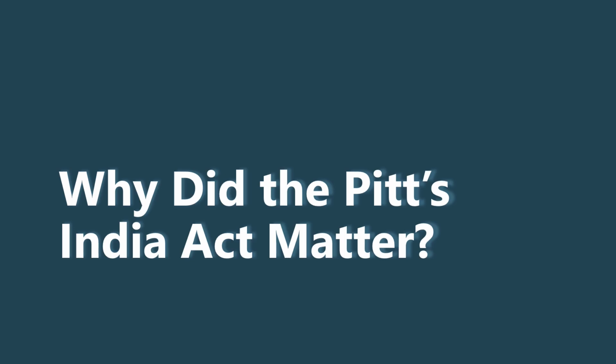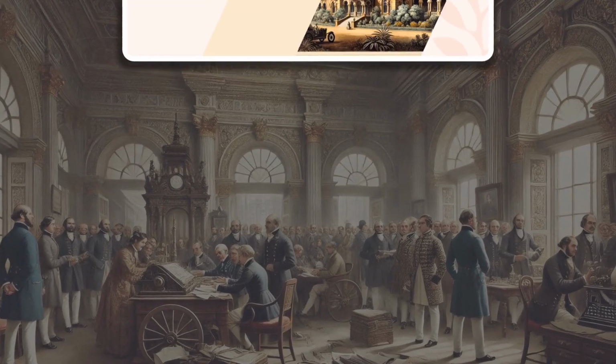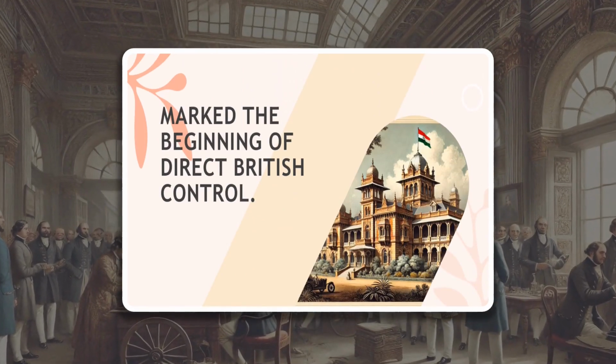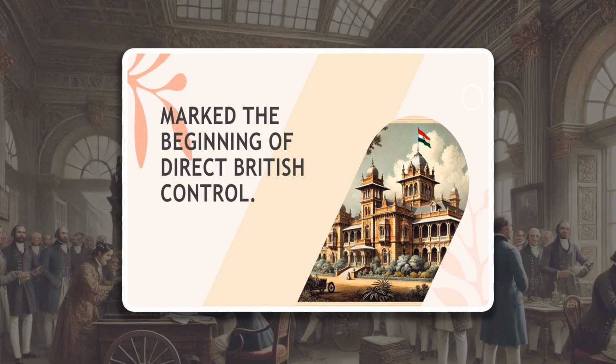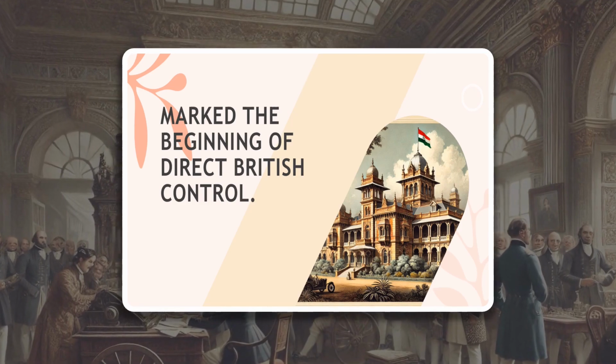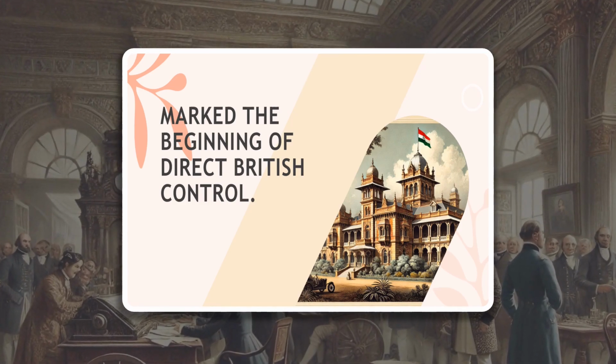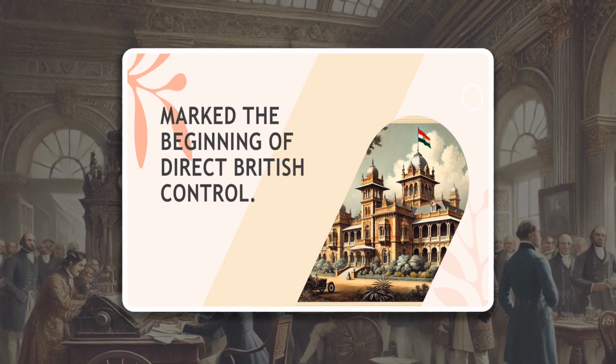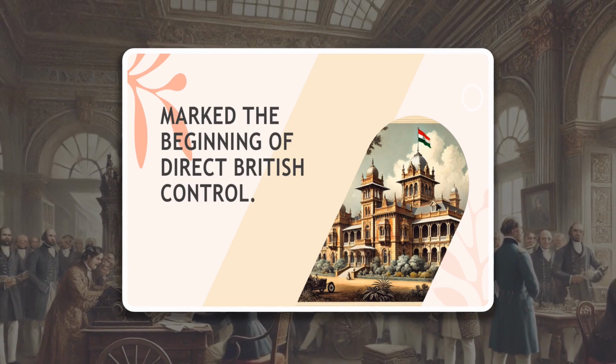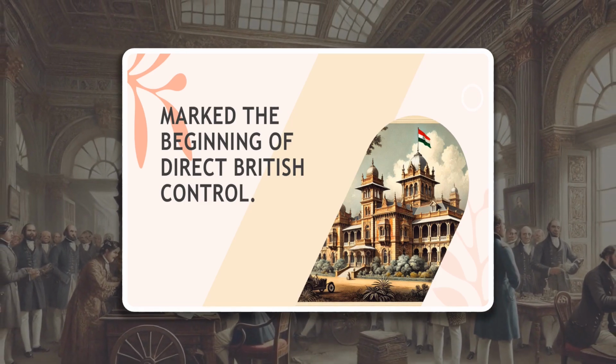Why did the Pitt's India Act matter? Why is the Pitt's India Act so important? Because it marked the first substantial attempt by Britain to exercise direct control over India's administration. Prior to the Act, British policies were influenced mainly by the East India Company's interests, and British officials often acted as mere facilitators of the company's expansion.